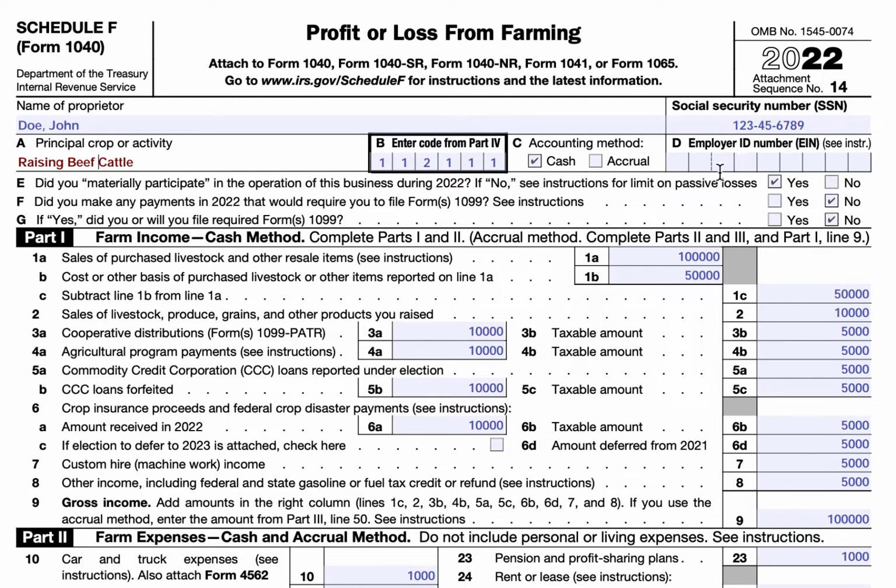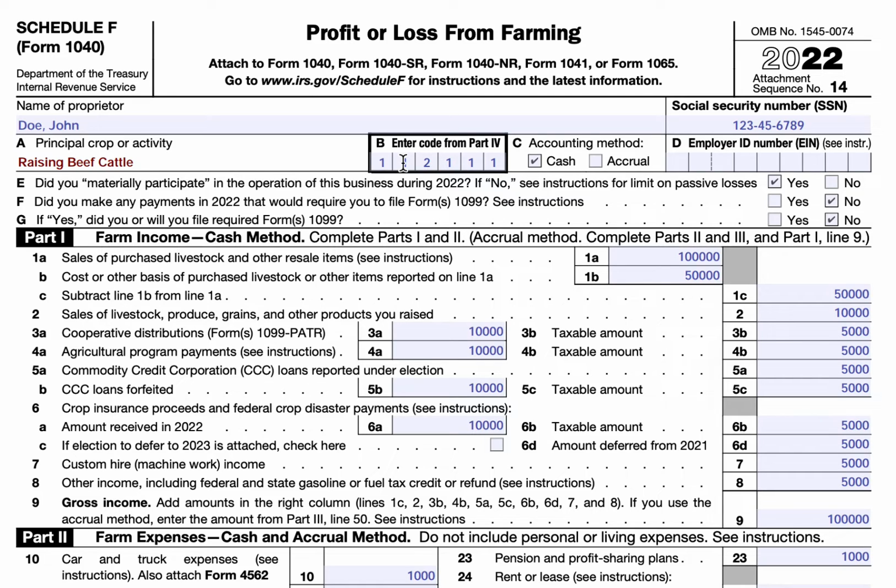So for line E, the question is whether or not you materially participated in business operations. If you did not materially participate, then there may be a limit because the IRS will deem this to be a passive activity, and generally passive activity losses can only offset gains from other passive activities. So if you didn't materially participate in your farm, like you had it on the side, but your primary job was running a software company, then you would not be able to offset any of your income from the software company if you had farming losses.